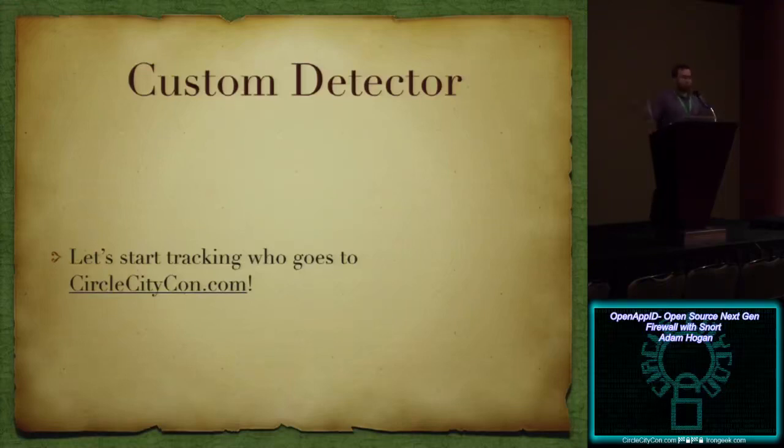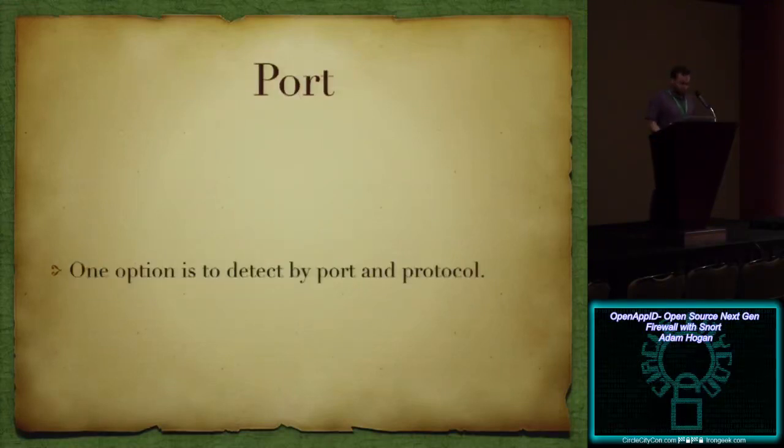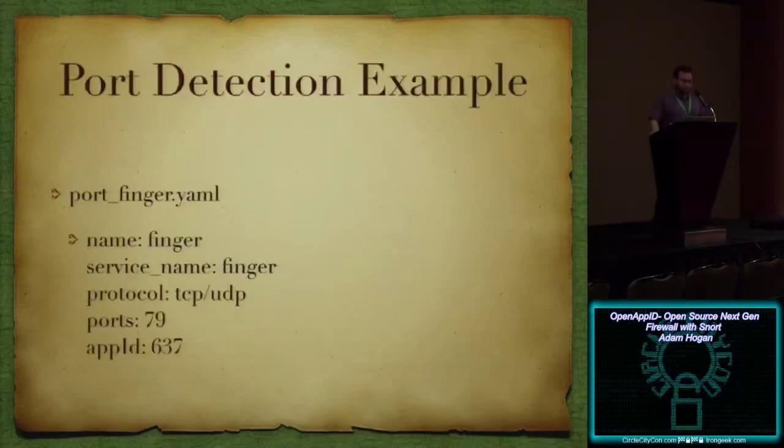But say we want to track application stats for who's going to CircleCityCon. One option to do application detection is to detect by port. That obviously won't work for detecting CircleCityCon. It'll just detect everything on 80, no good. But if you really want to do it that way, you can. You'd actually just create a simple text file, name, and then .yaml. And you specify what's the name, what's the service name, what protocol, TCP, UDP, or both, what ports it is on, and then give it an app ID number, and you're done. But that's not at all interesting.